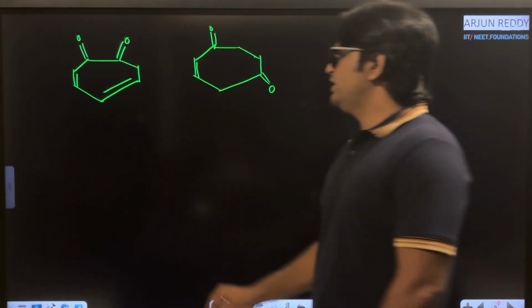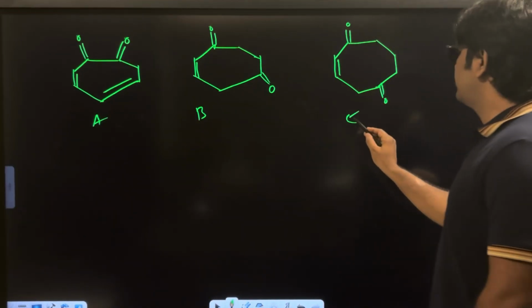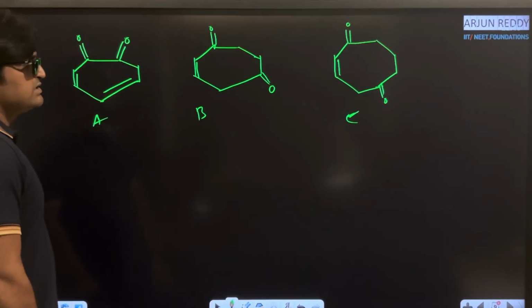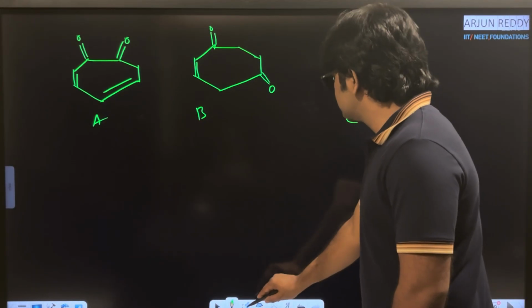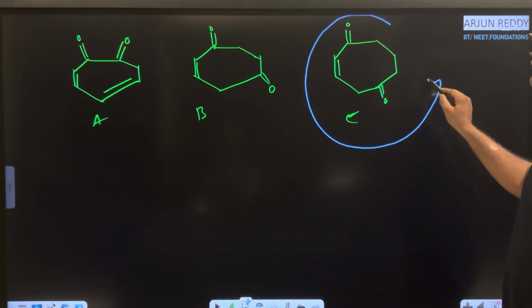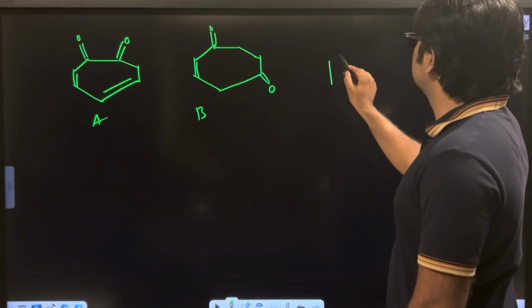Three molecules A, B, and C. Write the percentage of enol among these three compounds. Very good example. Here, what is the ring size? We want only a 7-member ring system. 1, 2, 3, 4, 5, 6, oh sorry. We want only a 7-member ring system.